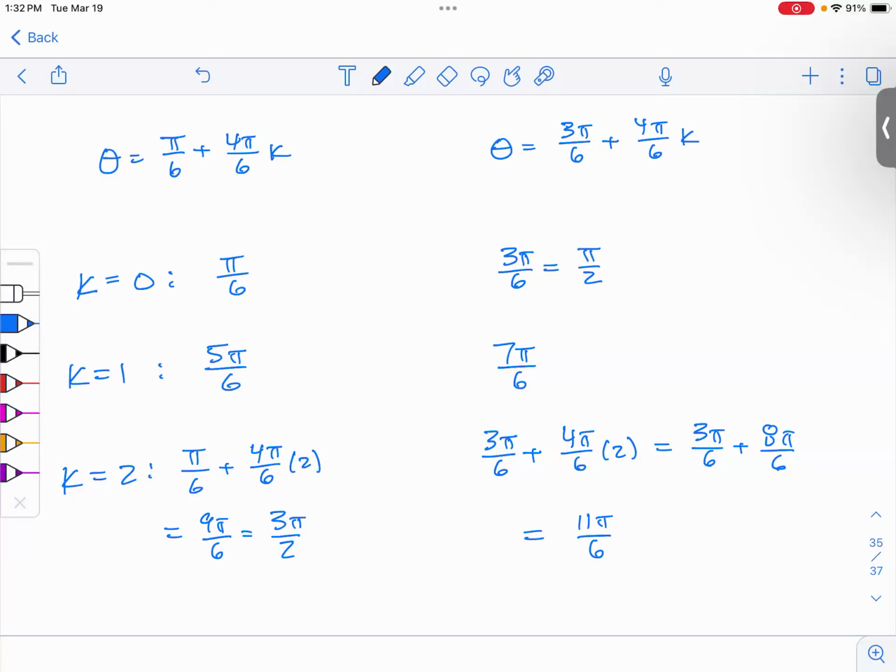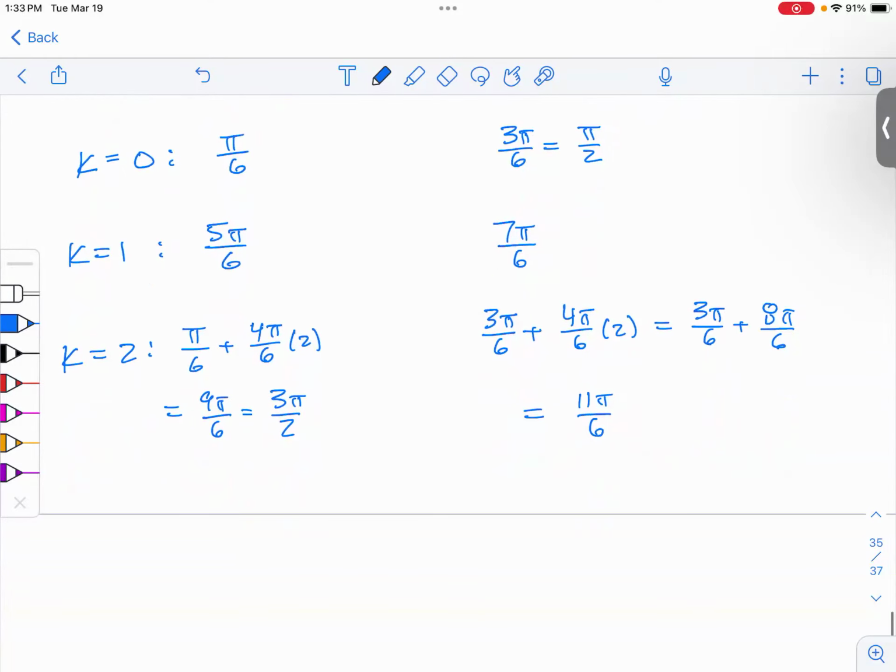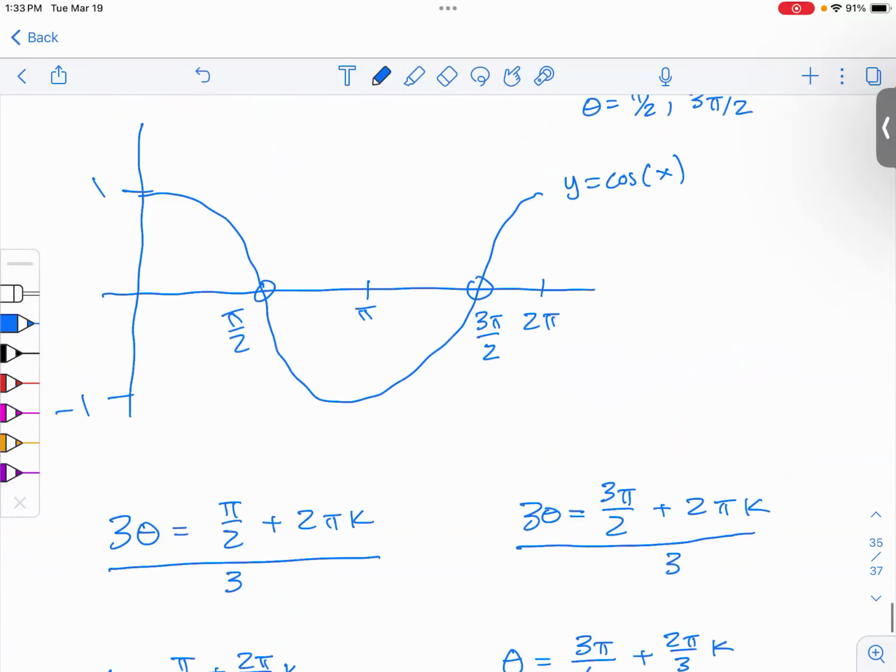At 11 pi over 6, the next one, I can already see 3 times 4 is 12, 12 pi over 6. 12 pi over 6 is 2 pi, which means 2 pi plus anything, I'm outside my range. So I know this is my last value. All right, so hence theta equals 5 over 6.